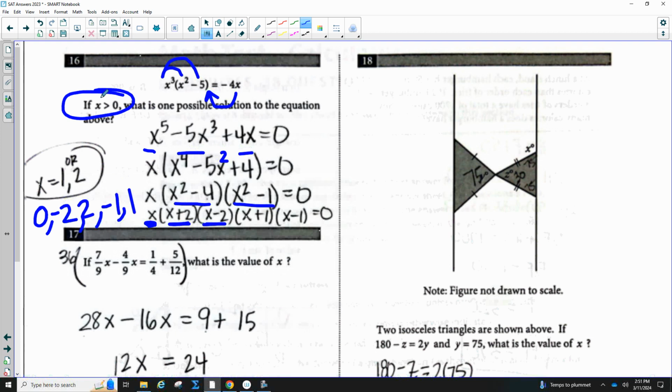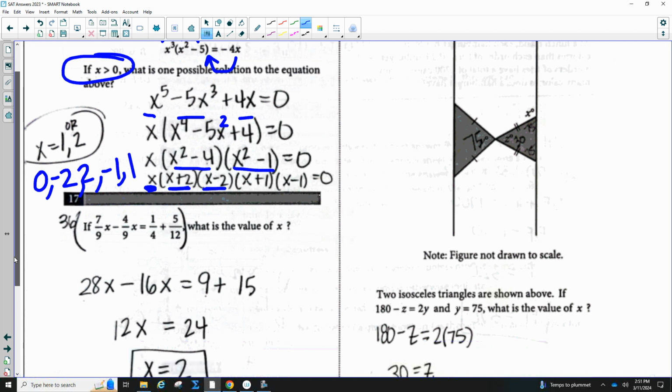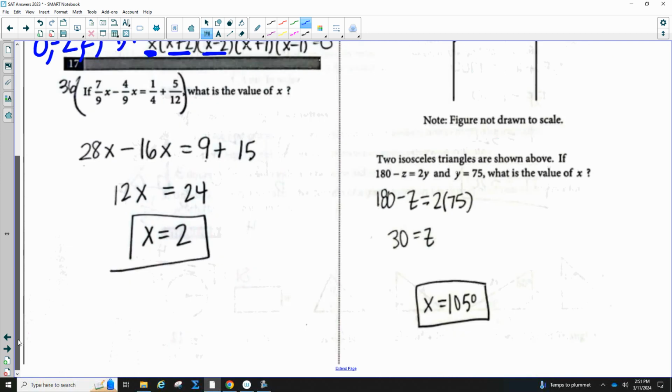Number 17, we do these in Algebra 1 and Algebra 2. You may have forgotten, okay? What is the value of x? What you really want to do is fraction bust, get rid of the fractions so you don't have to solve this with a bunch of fractions. What do 9, 4, and 12 all go into? 36. Multiply everything by 36, okay?